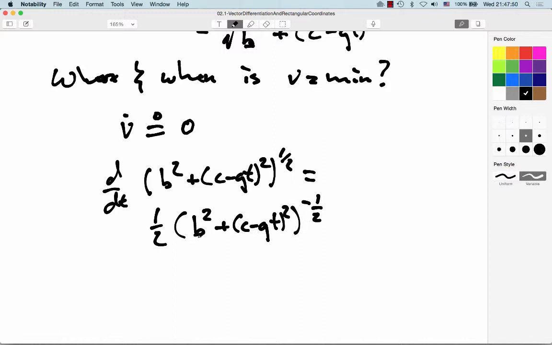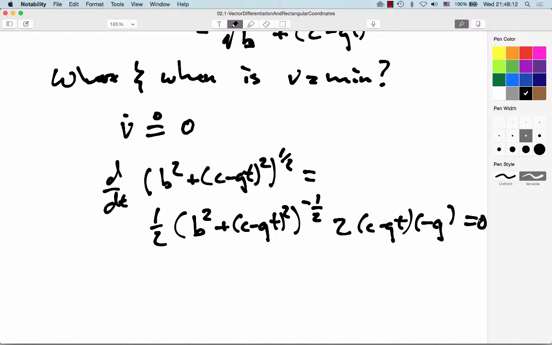Then I have to differentiate what's inside. Well, that's a constant, thank God. Now with this bit here, I'm going to have to bring the 2 down, so now I've got a 2 times c minus gt, and then I have to differentiate what's inside. That's minus g, and all that is equal to 0.